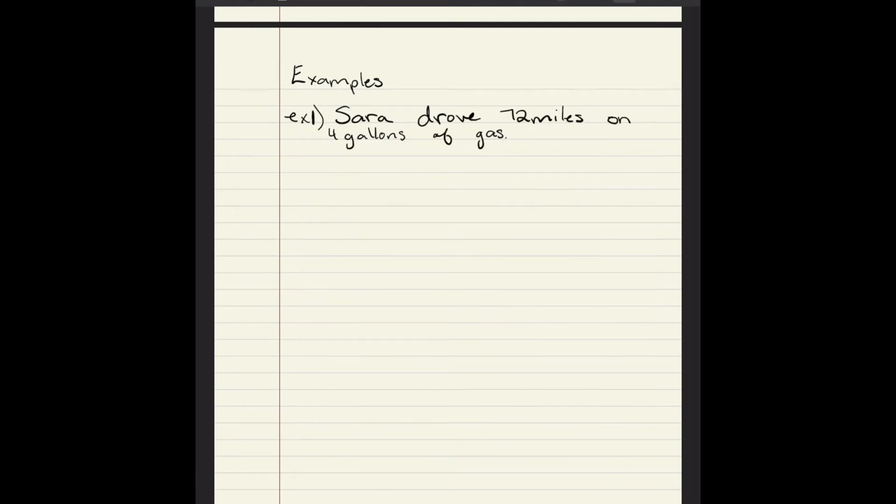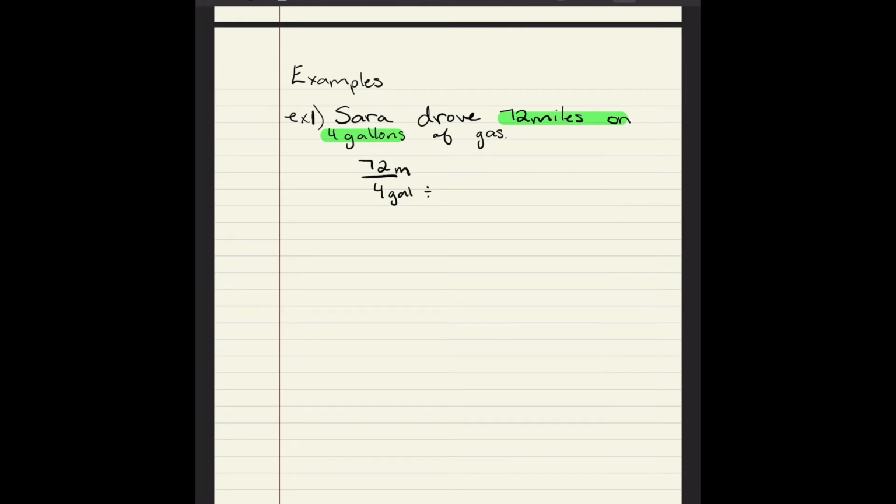All right, let's do some examples. So example 1 is that Sarah drove 72 miles on 4 gallons of gas. So our step 1 is to write our ratios, and our first one would be 72 miles to 4 gallons. They want us to find the unit rate. So it's 72 miles over 4 gallons.